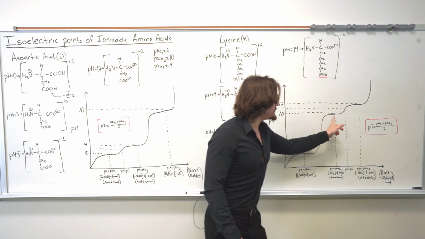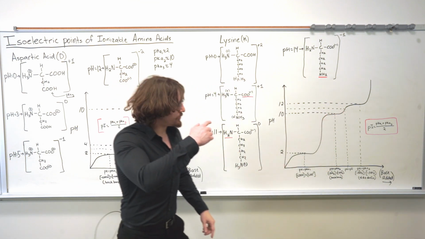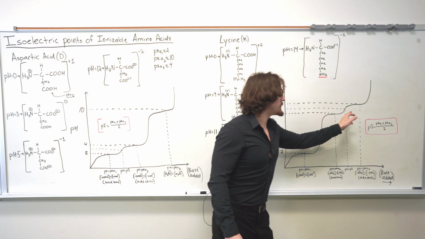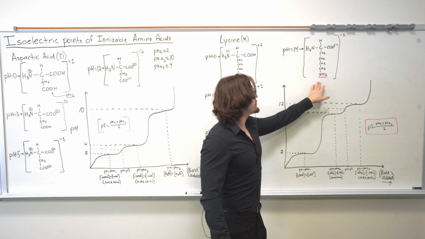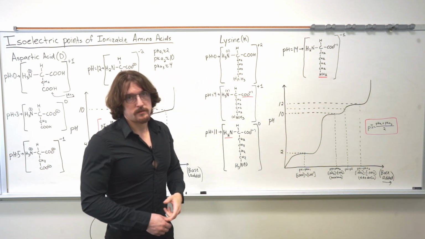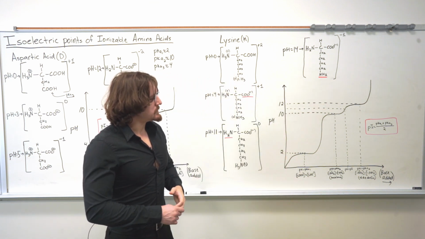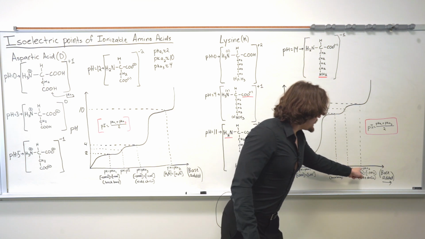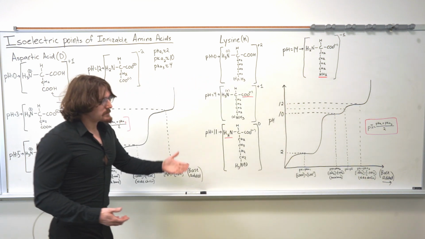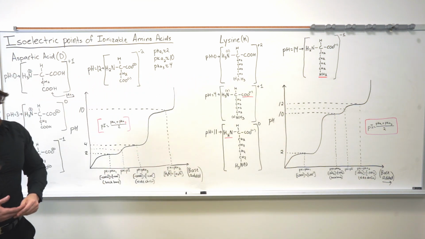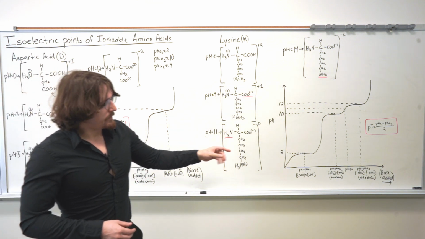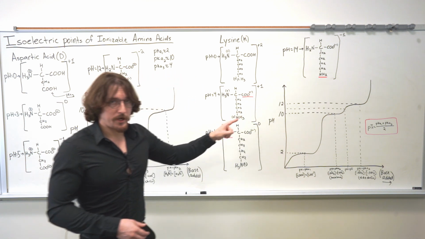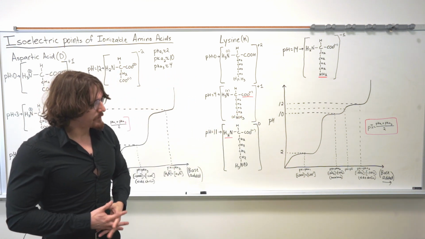Okay, and then you continue to add base, and you're going to get this initial rapid rise, but very quickly you enter a third buffer region, which is when you're going to have some deprotonated form of this and some protonated form of this, okay? Conjugate acid, conjugate base. And when the pH is equal to pKa3, that's going to be when exactly equal amounts of the side chain are protonated and deprotonated, okay?